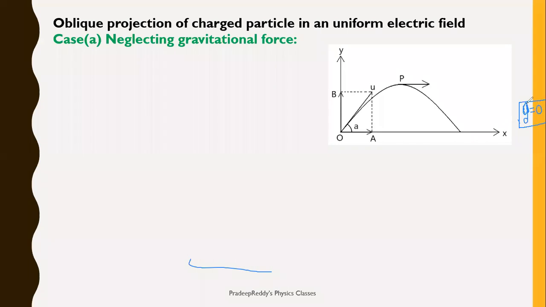Now here let me take a charged particle, and it is plus q. It is projected with some velocity u, making an angle, let this angle be theta, with the x-axis. It is projected, and the electric field is vertically downward.